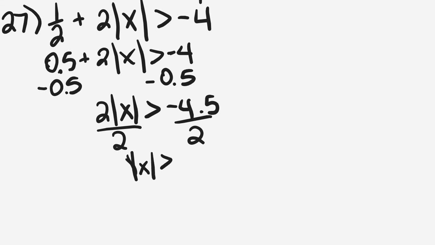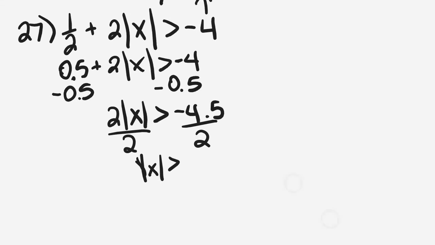Now that x is still not by himself, so we got to divide out that 2. We get absolute value of x is greater than, let's see, negative 2.25.